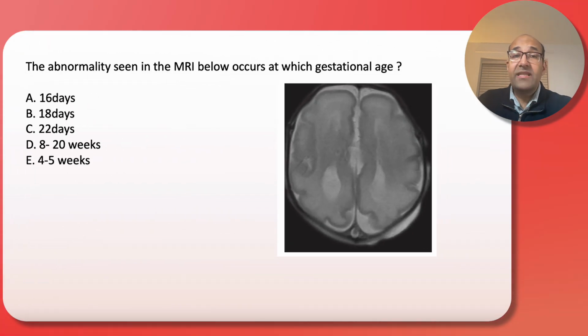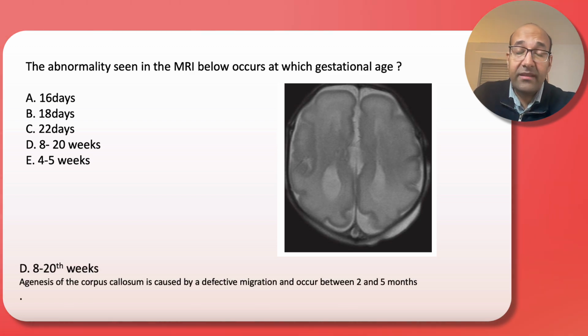Next question. The abnormality seen in this MRI occurred at which gestational age? It's between the 8th and 20th week. Agenesis of the corpus callosum can be due to a defect in neural migration.